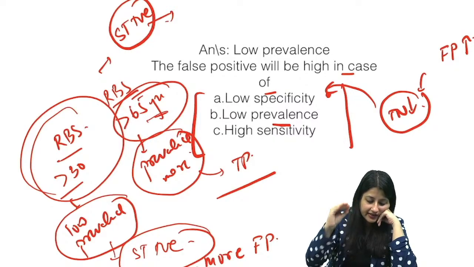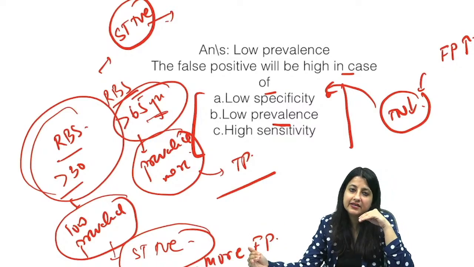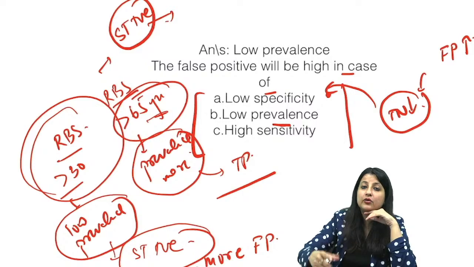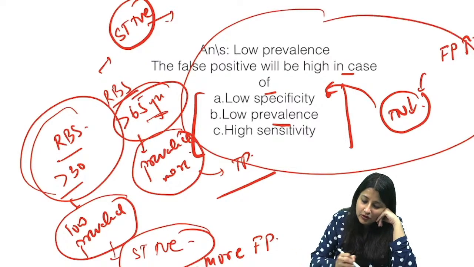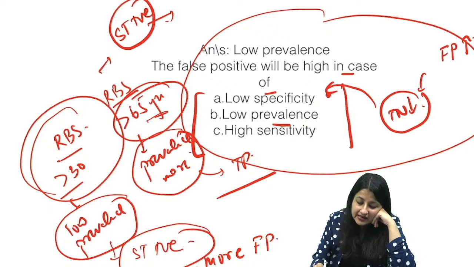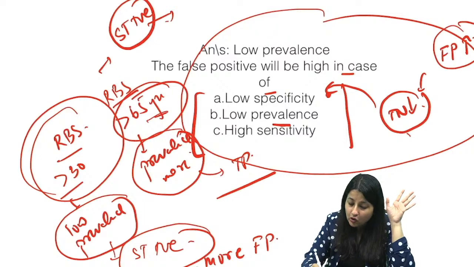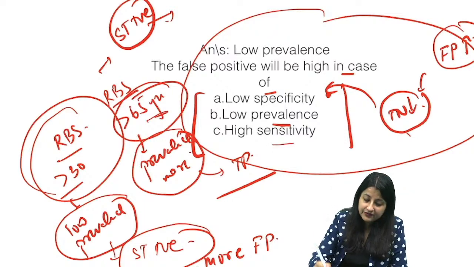Clear? Just look at it this way. High prevalence, high chance of actually having the disease. Low prevalence, less chance of actually having the disease. So you'll get more false positives. Just remember this. When is the false positive high, everybody? False positive is more, true negative is less, low specificity, low prevalence, and of course, high sensitivity. Clear? If specificity is low, then of course high sensitivity.